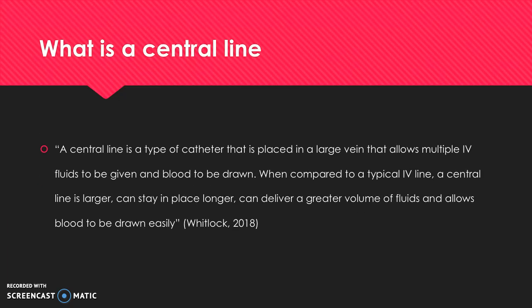What is a central line? A central line is a type of catheter that is placed in a large vein that allows multiple IV fluids to be given and blood to be drawn. When compared to a typical IV line, a central line is larger, can stay in place longer, can deliver a greater volume of fluids, and allows blood to be drawn easily. Central lines may be placed when there is poor IV access with peripheral catheters, and they also may be placed for long-term treatment such as dialysis or in critical patients receiving multiple items via IV.